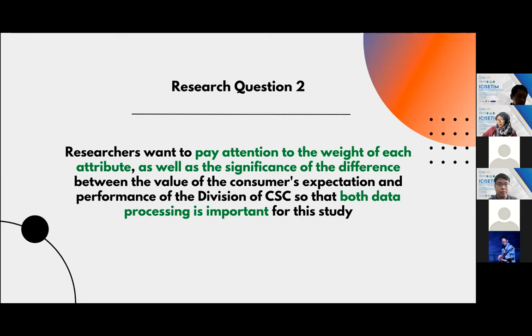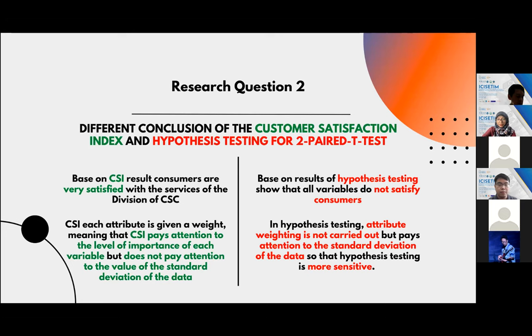There is a different conclusion between the customer satisfaction index and the hypothesis testing with paired t-tests. Based on the customer satisfaction index results, consumers are very satisfied with all services of DVC, creativity, and student consulting. But the hypothesis testing shows that all variables do not satisfy the consumer. The customer satisfaction index gives each attribute a weight, paying attention to the level of importance of each variable, but doesn't pay attention to the standard deviation of the data. In hypothesis testing, attribute weighting is not carried out, but it pays attention to the standard deviation of the data. So the hypothesis testing is more sensitive.